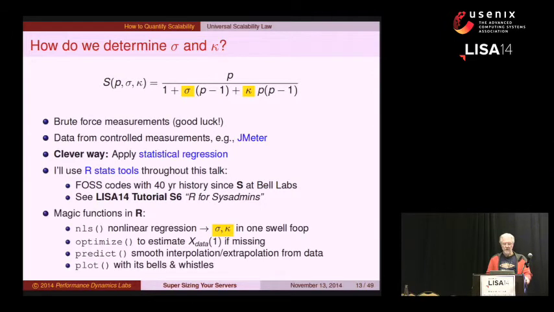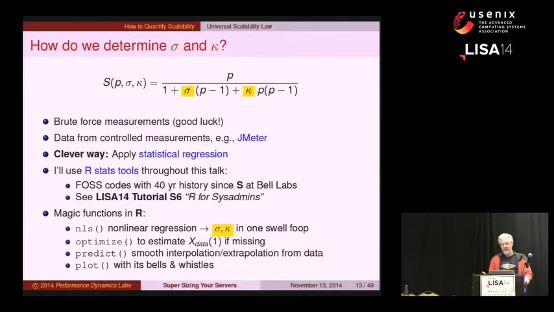And the function that I'm going to use is NLS, which does not only regression, but nonlinear regression for me, and that's the magic because it will actually calculate for me sigma and kappa, that's to say the contention coefficient and the coherency coefficient in one swell foop. And then there are other functions like optimize. I can even calculate these things when I don't have the single node throughput value to do the normalization. I don't even have to have that particularly. It's nice, but if I don't have that, I can interpolate what that should be using functions like optimize.